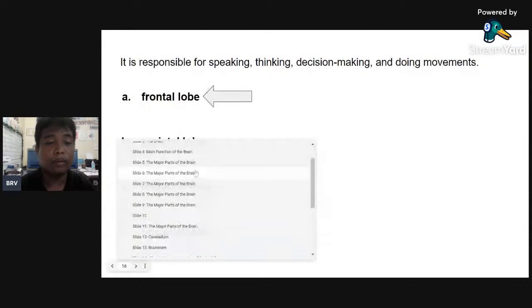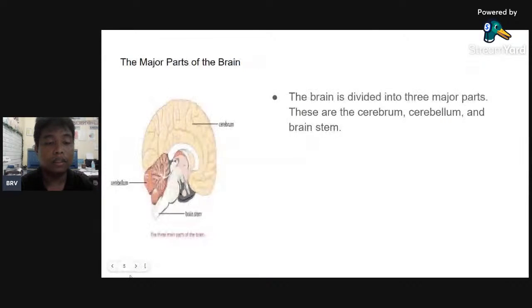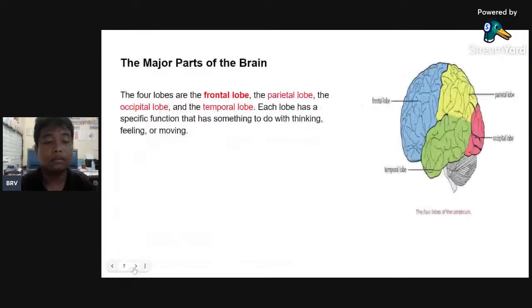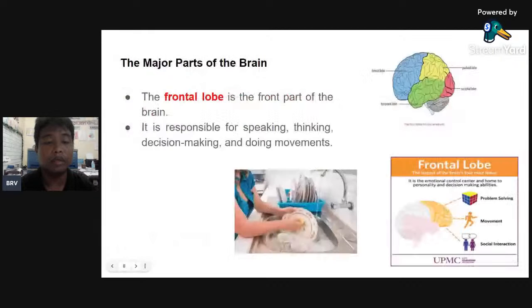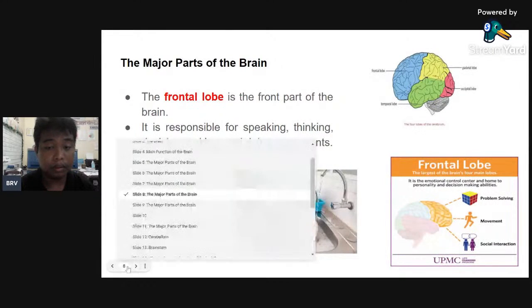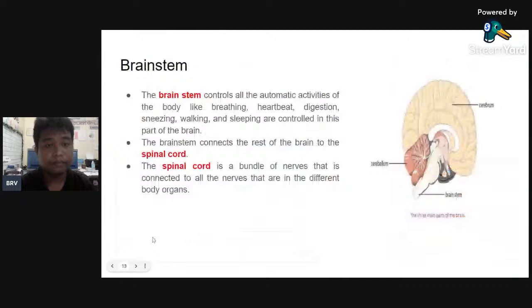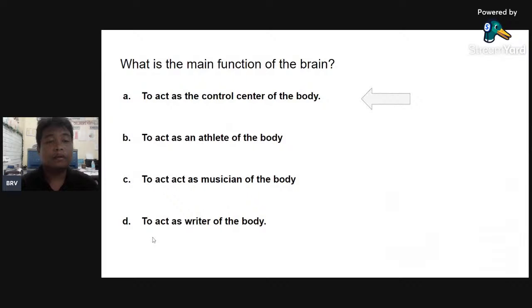So if you go back here, the frontal lobe is responsible for speaking, thinking, decision making, and doing movements. That's the second question, and now the third.